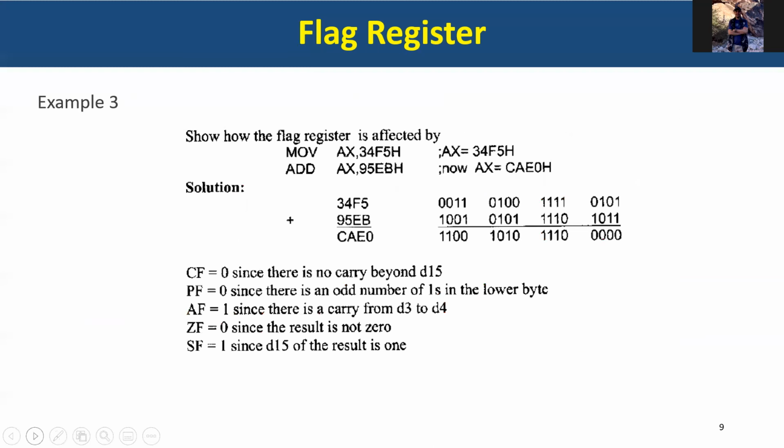Let's see an example with a 16-bit operation, and of course here we are using AX because AX is 16-bit. We're going to add 34F5 and 95EB. Let's do the operation. 1 plus 1 is 0, and we have 1. 1 plus 0 is 1. 1 plus 1 is 0, and we have 1. 1 plus 1 is 0, and we have a carry of 1. 1 plus 1 is 0, and we have a carry.